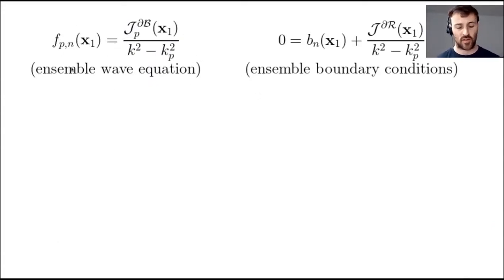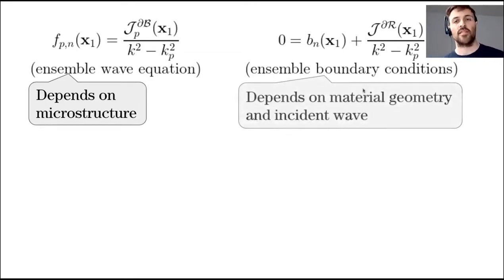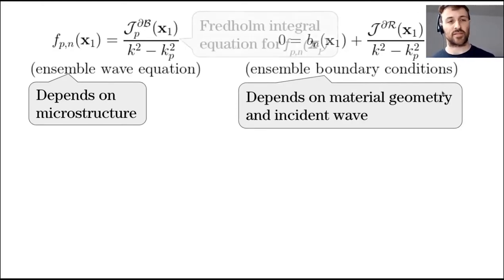The first one I call the ensemble wave equation. It depends only on the microstructure, on the statistics of the particles, and not to do with the incident wave or the geometry of the material. The second one depends on the incident wave, the Bn, and on the geometry of the material, so I call it the ensemble boundary conditions.